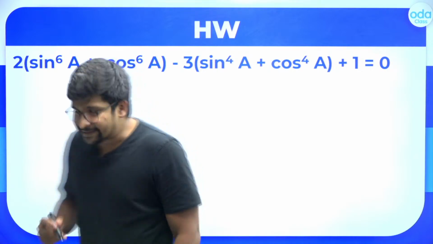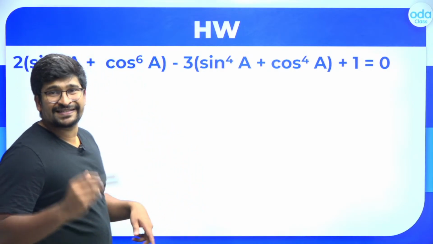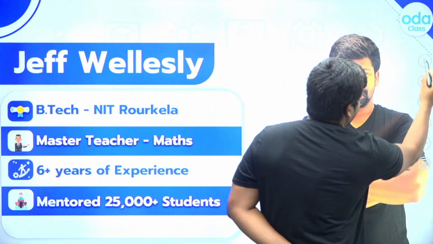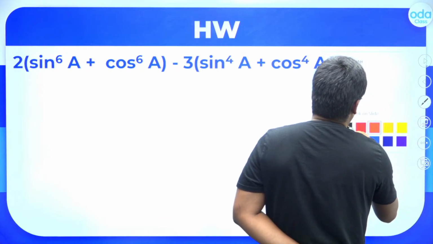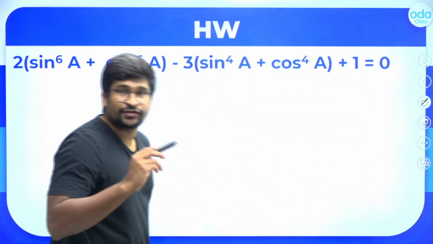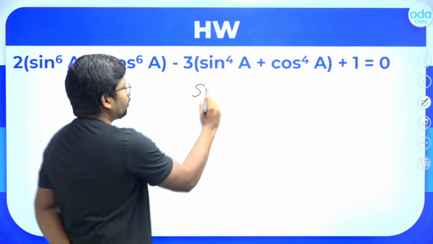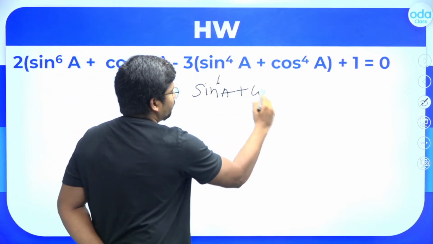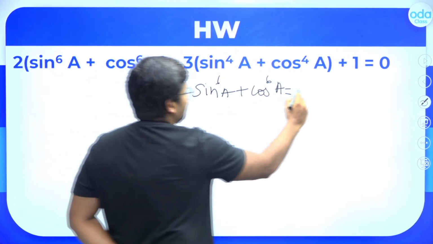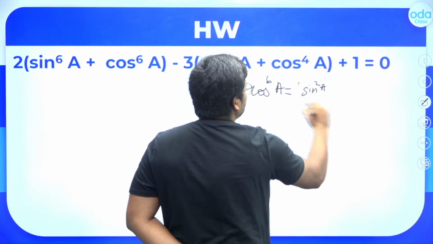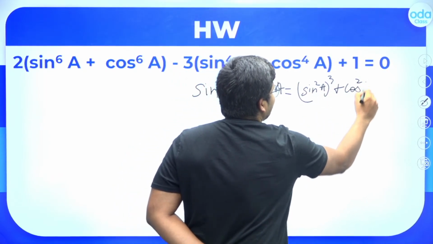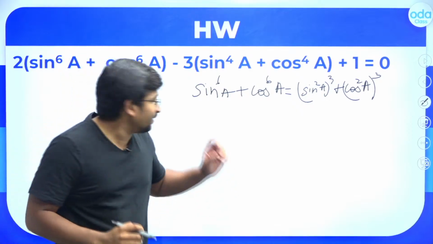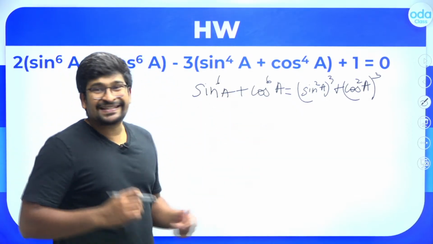So where do we start? Let's solve and see what sine raised to 6a plus cos raised to 6a is first. When you have sine raised to 6a plus cos raised to 6a, can I write it as (sine square a) the whole cube plus (cos square a) the whole cube? Sine raised to 6a plus cos raised to 6a can be written like this, correct? Yes or no?